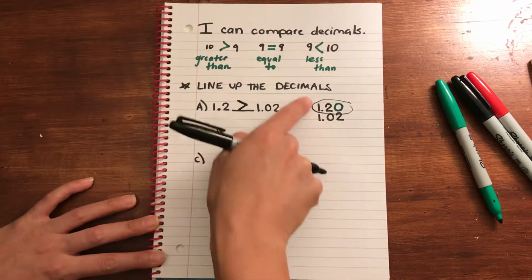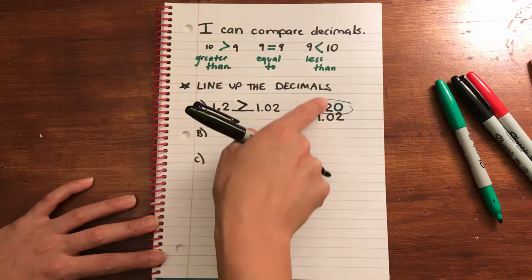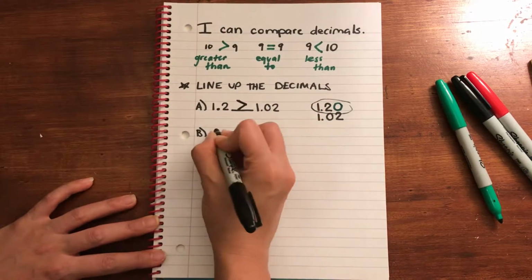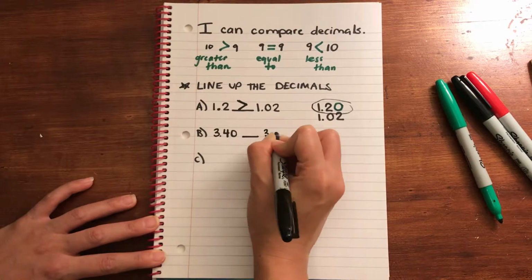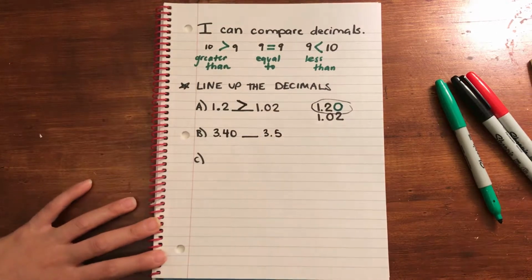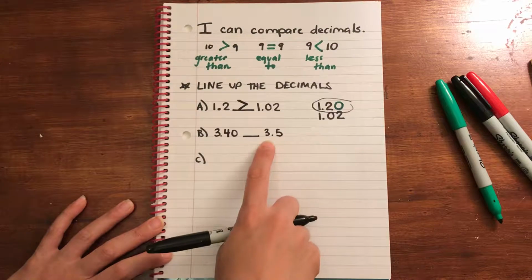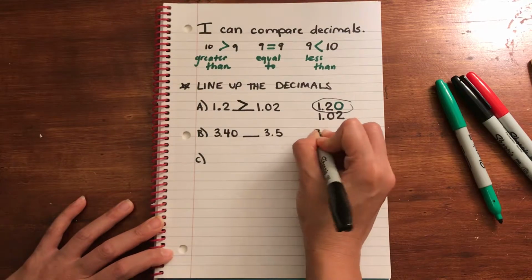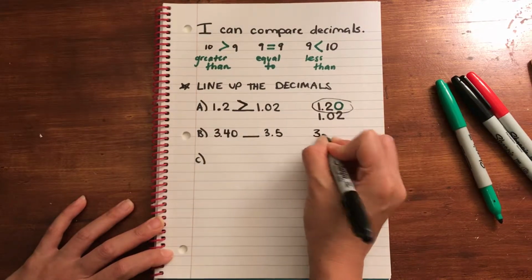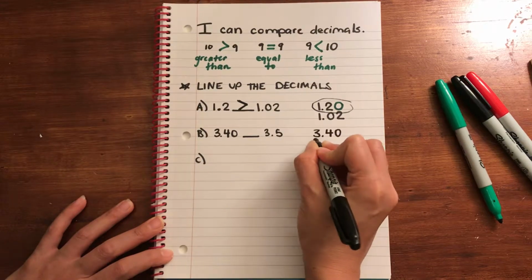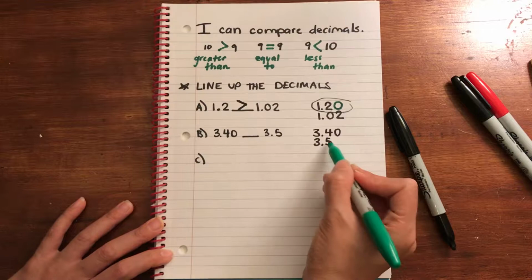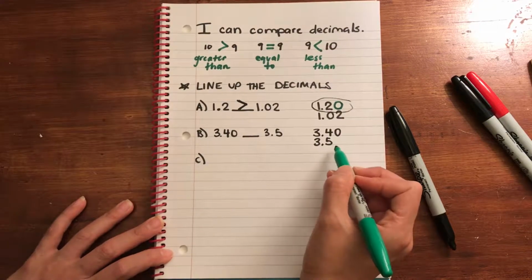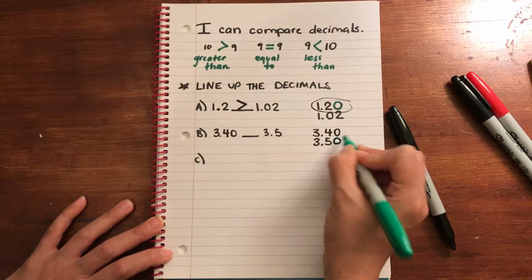I can double check by writing my decimals by lining them up. Three and 40/100 compared to 3 and 5/10. Line up the decimals. 3 and 40/100 compared to 3 and 5/10. Right now, they're not the same. This is hundredths and tenths. I could compare them, but it'd just be easier to make them the same.